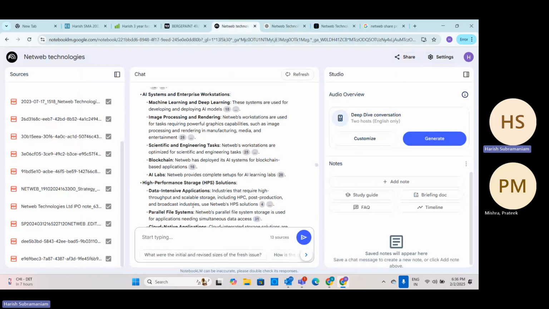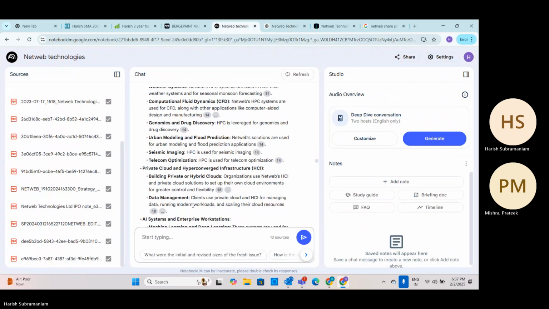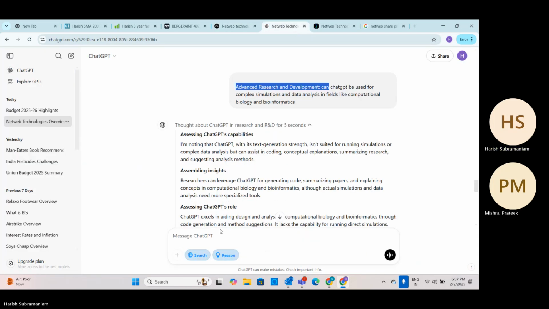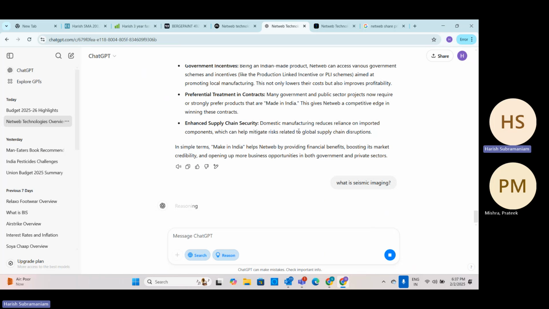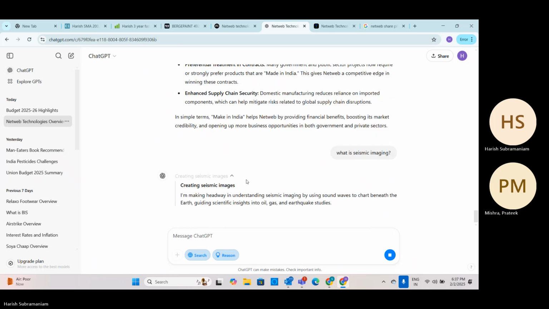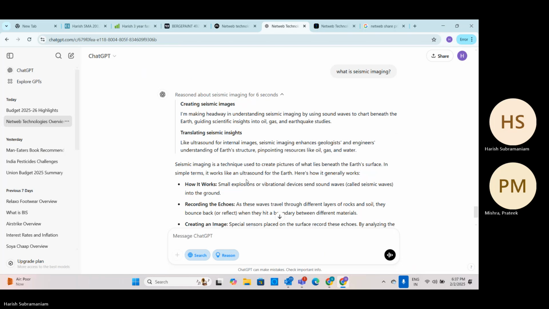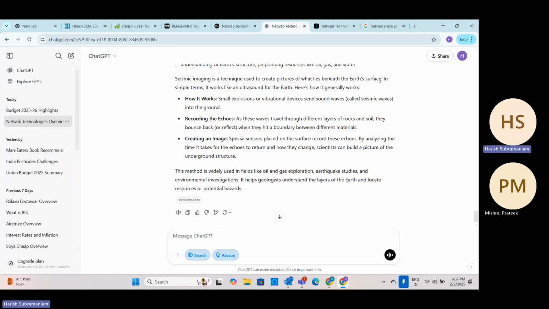Now, even if there's something we don't understand, for example, we don't understand what is seismic imaging, we can just come here and ask that question and we will understand it very easily. It is used to create pictures of what lies beneath the Earth's surface. Small explosions or vibrational devices send sound waves. They record the echoes. They create an image to understand what is going on under the Earth's surface.